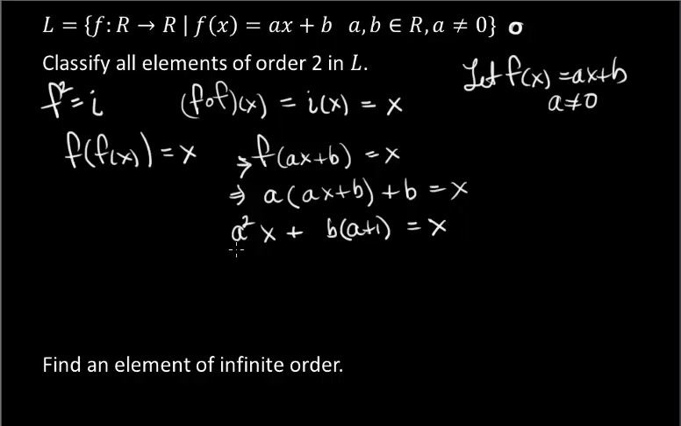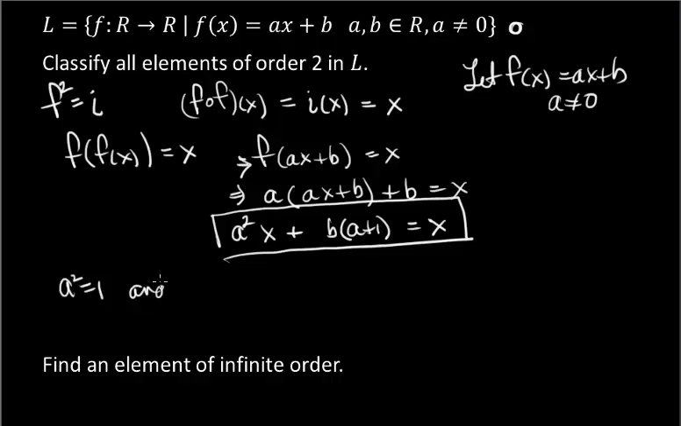Okay, so we want to classify these functions. In other words, what would be true about the coefficient of x, a, and b, in order to have this equation hold? Well, it would mean that a squared is 1, since this is 1x plus 0. And b times a plus 1 would have to be 0. Well, this means a is equal to plus or minus 1 and b equals 0, or a equals minus 1.